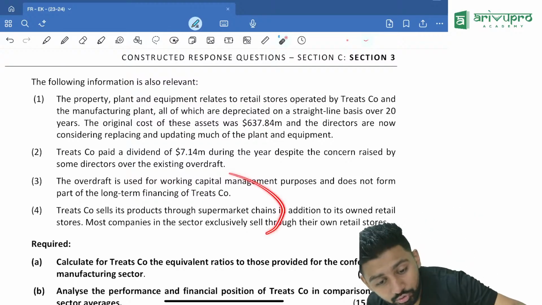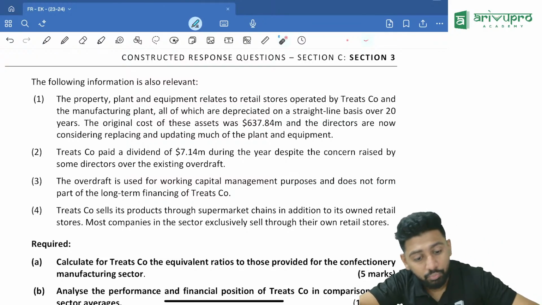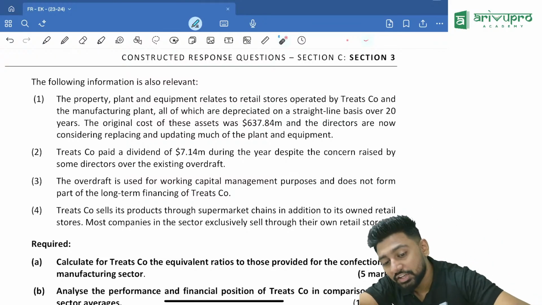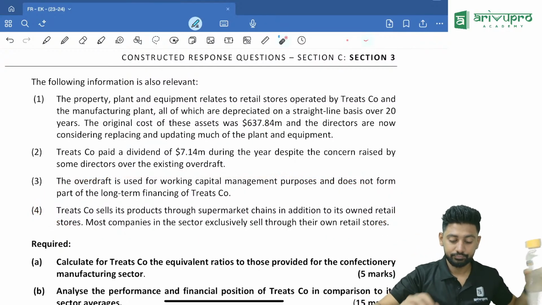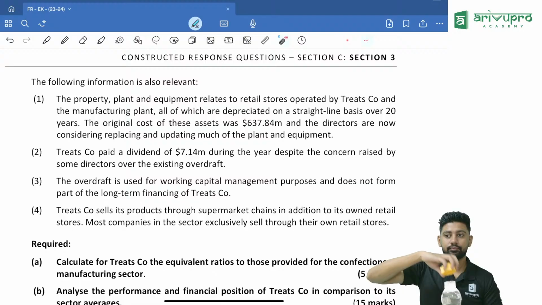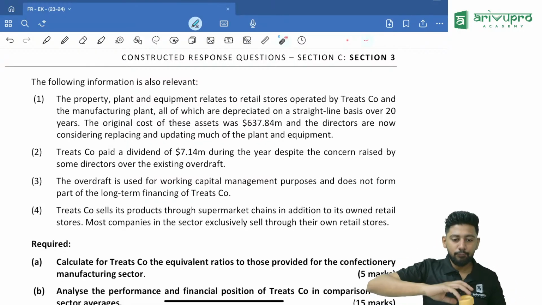Trade sells its product through supermarket chains in addition to its own retail stores. Most companies in the sector exclusively sell through their own retail stores. Any problem there? What is happening there?